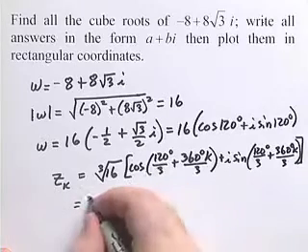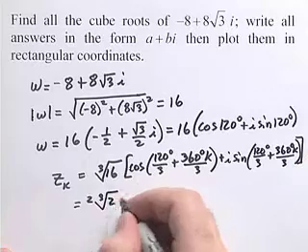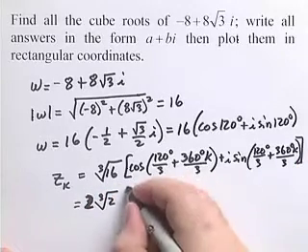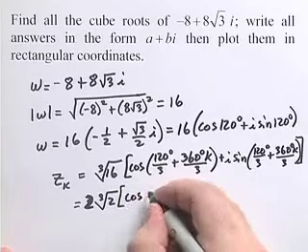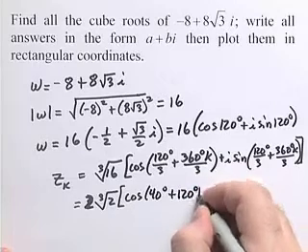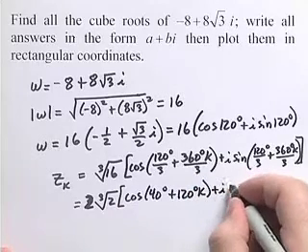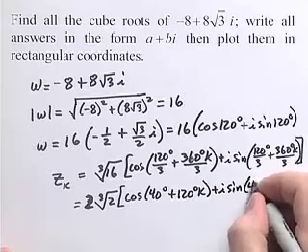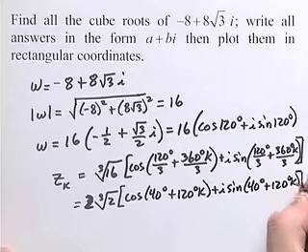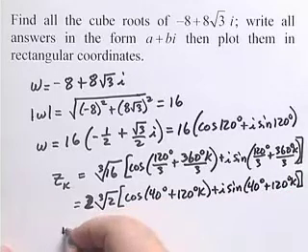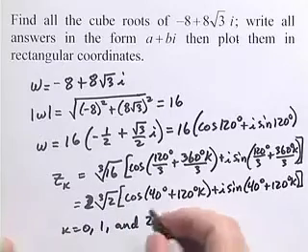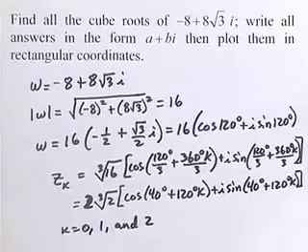This will simplify to 2 times the cube root of 2 times the cosine of (40 degrees plus 120 degrees times k) plus i times the sine of (40 degrees plus 120 degrees times k). Here we're going to let k equal 0, 1, and 2 to get our three cube roots.